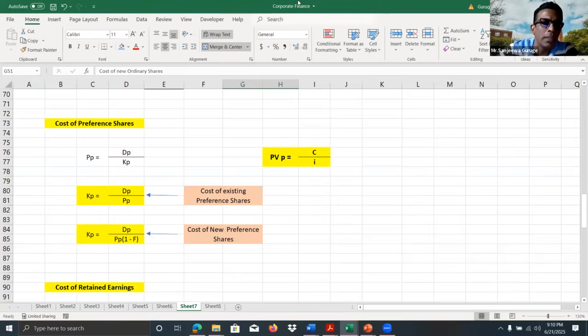Retained earnings are already earned and retained, right? Is it necessary? Need to calculate. Yeah, need to calculate. Why? Because it's a part of equity capital, right? But why is it necessary to calculate?